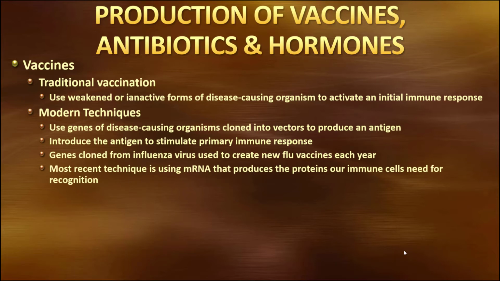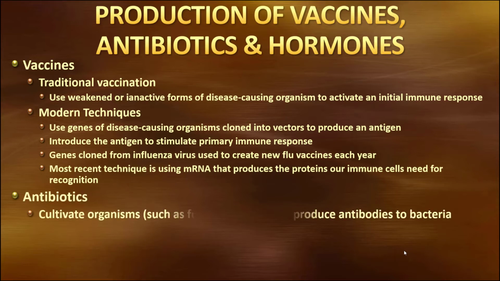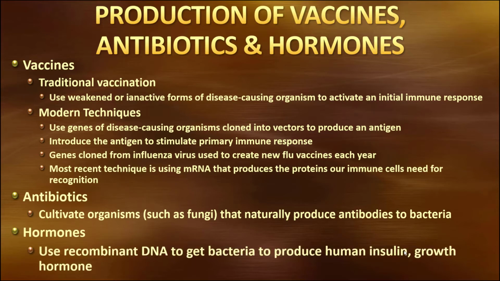One of our more recent techniques is to use messenger RNA that produces the proteins that our immune cells need to recognize the virus. When we create antibiotics, we use organisms like fungi that naturally produce antibodies to bacteria. When we synthesize hormones, we can use recombinant DNA to take a gene that would produce a particular hormone, such as insulin. We can put that into bacterial cells and get those bacterial cells to produce human insulin.